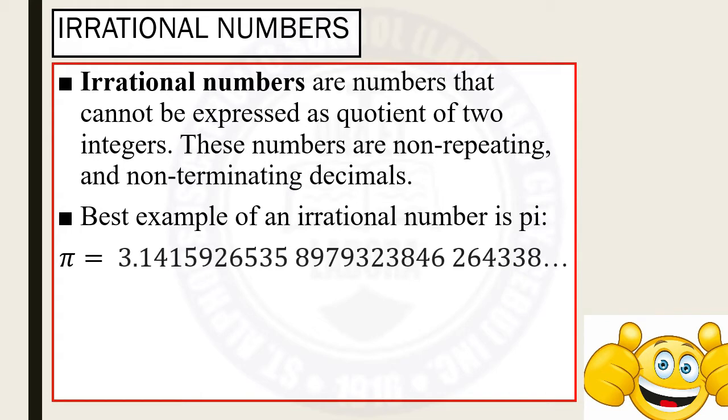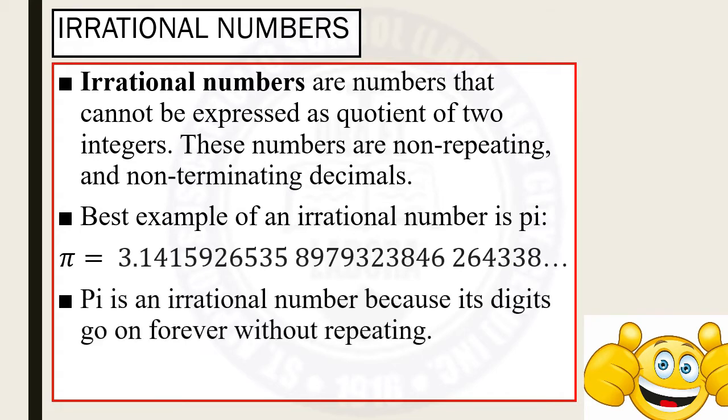When we say non-repeating, I will just have a review for that. Non-repeating means that the numbers found in a decimal number are not repeated. Non-terminating decimals means the decimal numbers have no end. Pi is an irrational number because its digits go on forever without repeating.